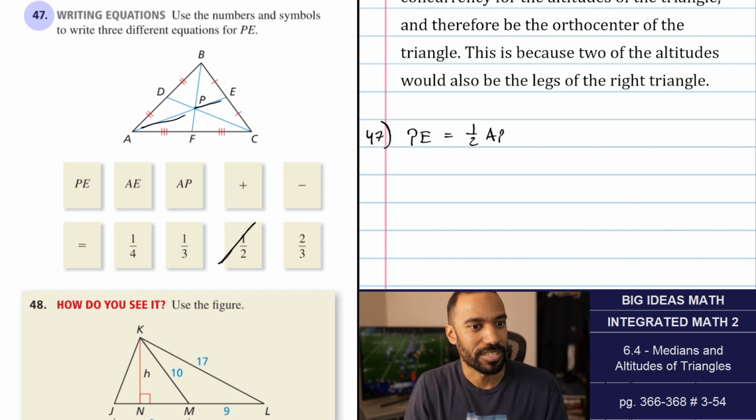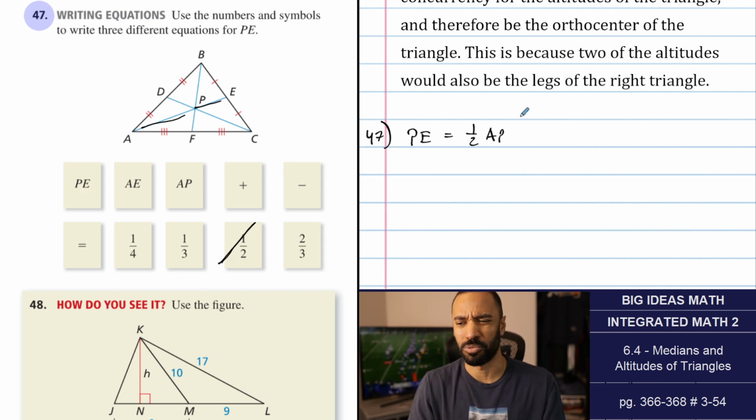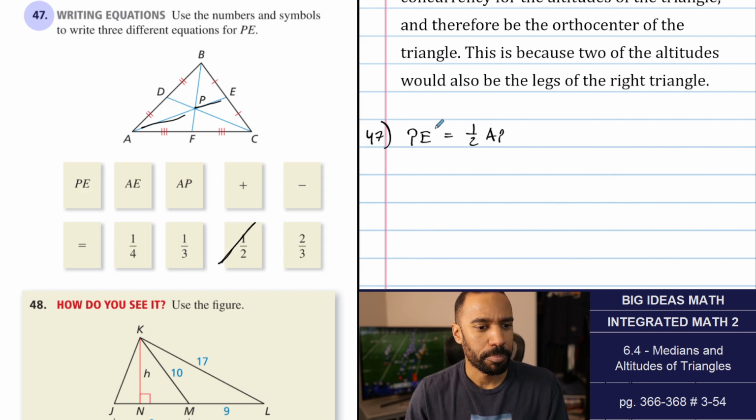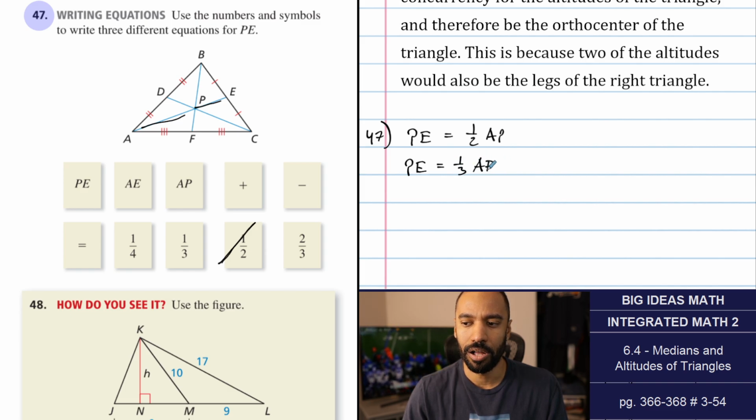Oh, these pluses and stuff. Oh, this is right, 3 different equations. Oh, dude, I could do a bunch. PE is going to be 1/3 of all of AE. PE is 1/3 of all of AE.